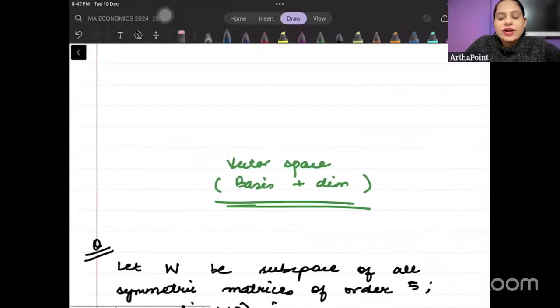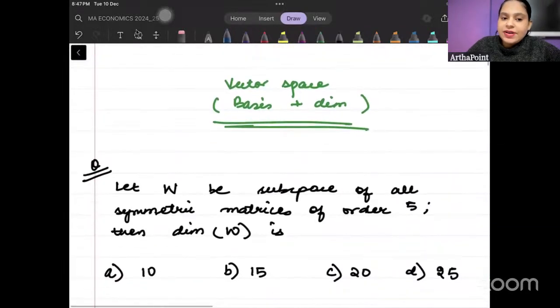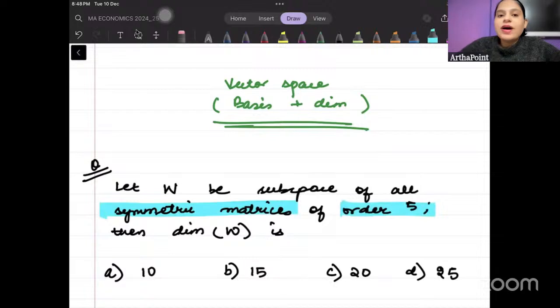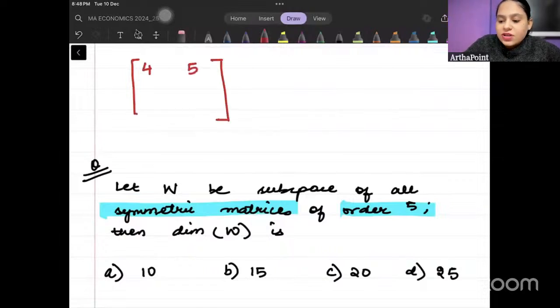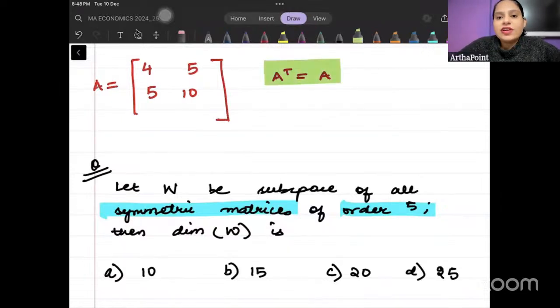Now, if I look into the question, what is it saying here? It is saying that this is a symmetric matrix of order 5 that I want to generate. One property of a symmetric matrix is that the elements above the diagonal and below the diagonal are the same. For example, if I create a 2 cross 2 symmetric matrix and I have 4, 5, then this will be 5 and 10. So if this is A, I will also have A transpose equal to A.